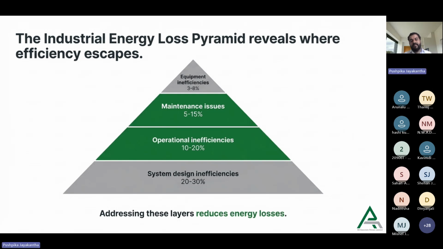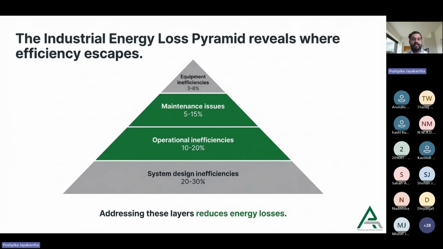Okay, where were we, the system design. System design inefficiencies can happen due to overall design failures. For example, sometimes oversized motors and pumps, poor piping and duct system design, and inefficient process layout. A very familiar example is a large AC system in a small room. These kinds of inefficiencies are system failures. Poor system design can cause continuous energy waste throughout the facility lifetime.